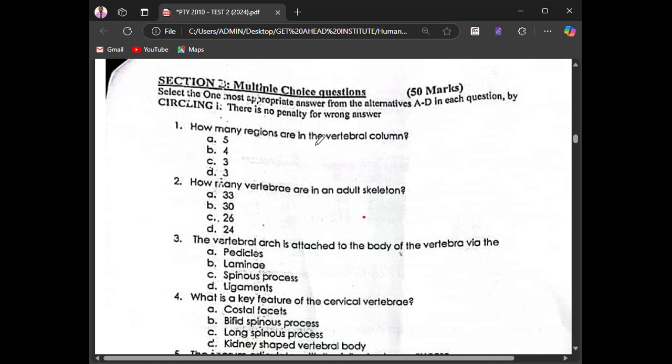Okay, so the first question goes like, how many regions are in the vertebral column? A is saying 5, B is saying 4, C is saying 3, D is saying 8. What are you going with? How many regions are in the vertebral column?